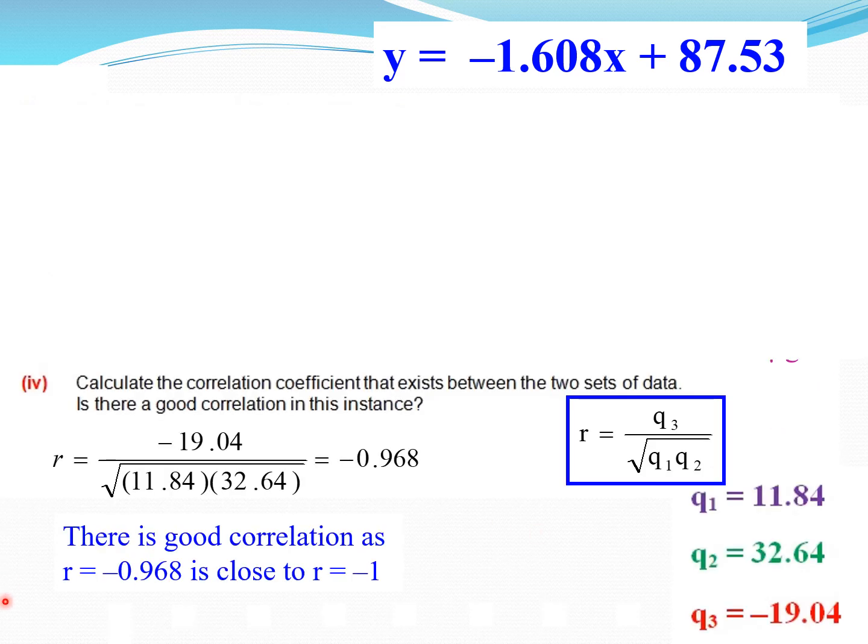And finally, the correlation coefficient that we mentioned, to calculate it, R equals the variance Q3 over the square root of Q1 by Q2. There's 3 variances that we had before, so substituting them into the formula, R equals minus 19.04 over the square root of 11.84 by 32.64, and working out all that, we get an answer of minus 0.968. So there is good correlation as the R value, minus 0.968, is close to minus 1.